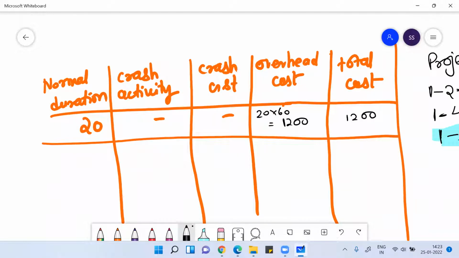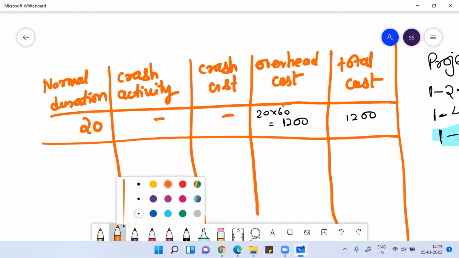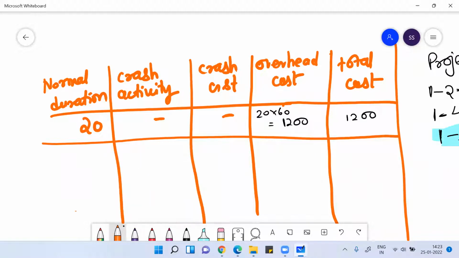Normal cost is not given. In some problems, normal cost will also be given, and at that time we'll take it into consideration. Here it is not given, so we cannot consider it. Clear? Okay. Now I can make it 19 days.